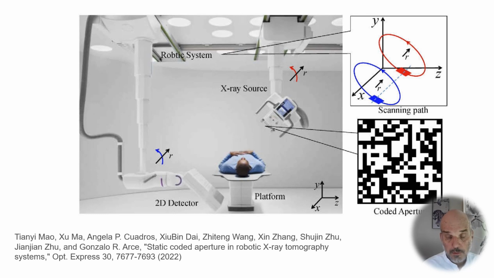Well, one strategy would be to use a coded aperture on the illumination side, which is what's done in this paper here from Gonzalo Arce's group at the University of Delaware. Today we're going to talk about how you design coded apertures for compressive tomography systems.